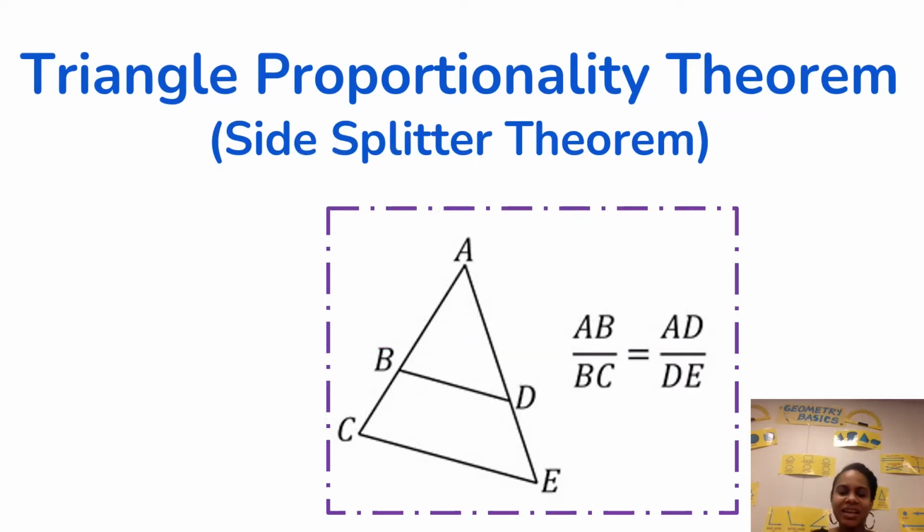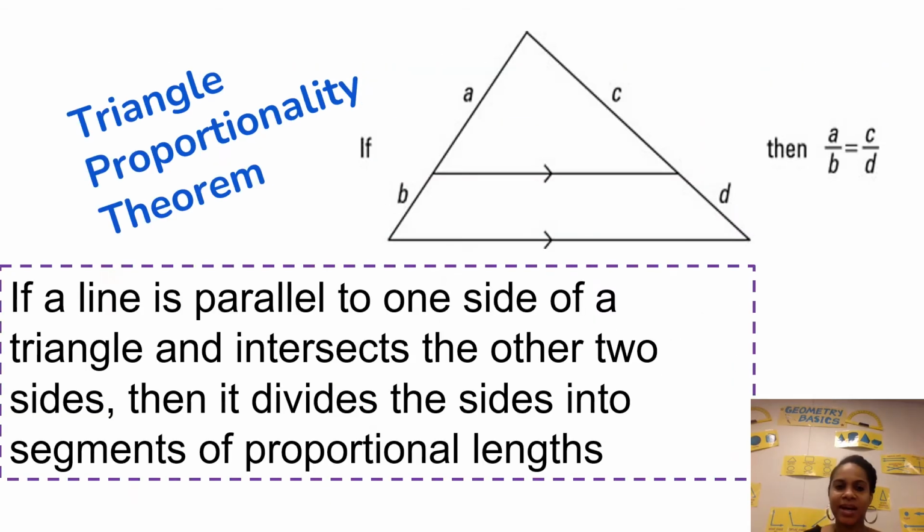All right, so let's take a look at the triangle proportionality theorem, also known as the side splitter theorem. The triangle proportionality theorem states that if a line is parallel to one side of a triangle and intersects the other two sides, then it divides the sides into segments of proportional lengths.